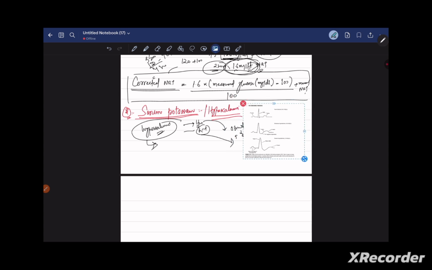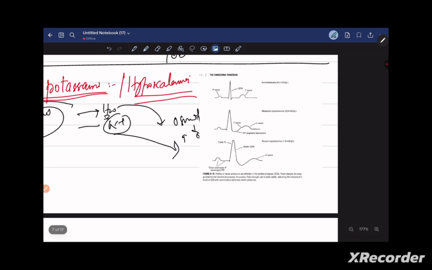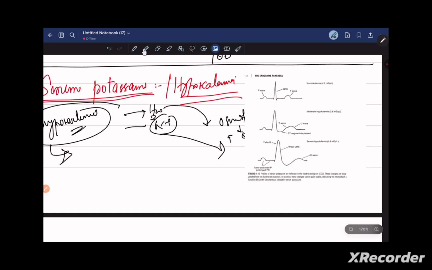Okay, so you can see here that this is normokalemia, when the concentration is 4.5 milliequivalents per liter in the dog and cat body. This is the normal. Okay, so the T wave is normal.